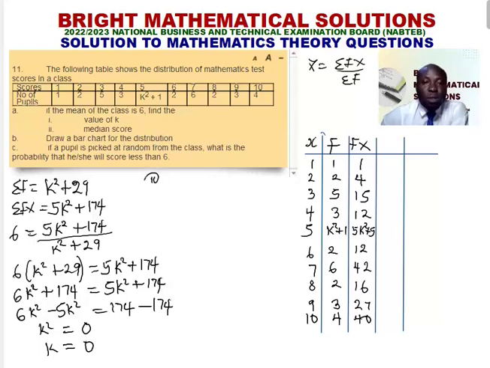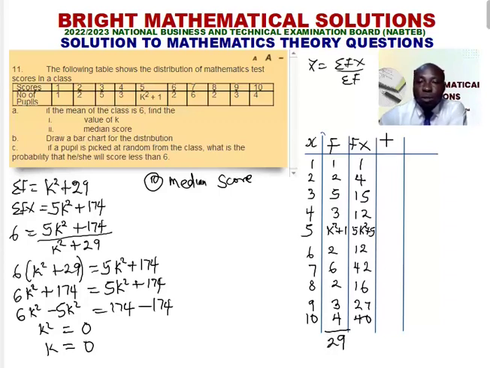Now the next question is the median score. Now to get the median score, we must know the median. So since this k squared is 0, then the frequency that will be here is 0 plus 1, which is 1. So if we add everything that we have here, it gives us 29.